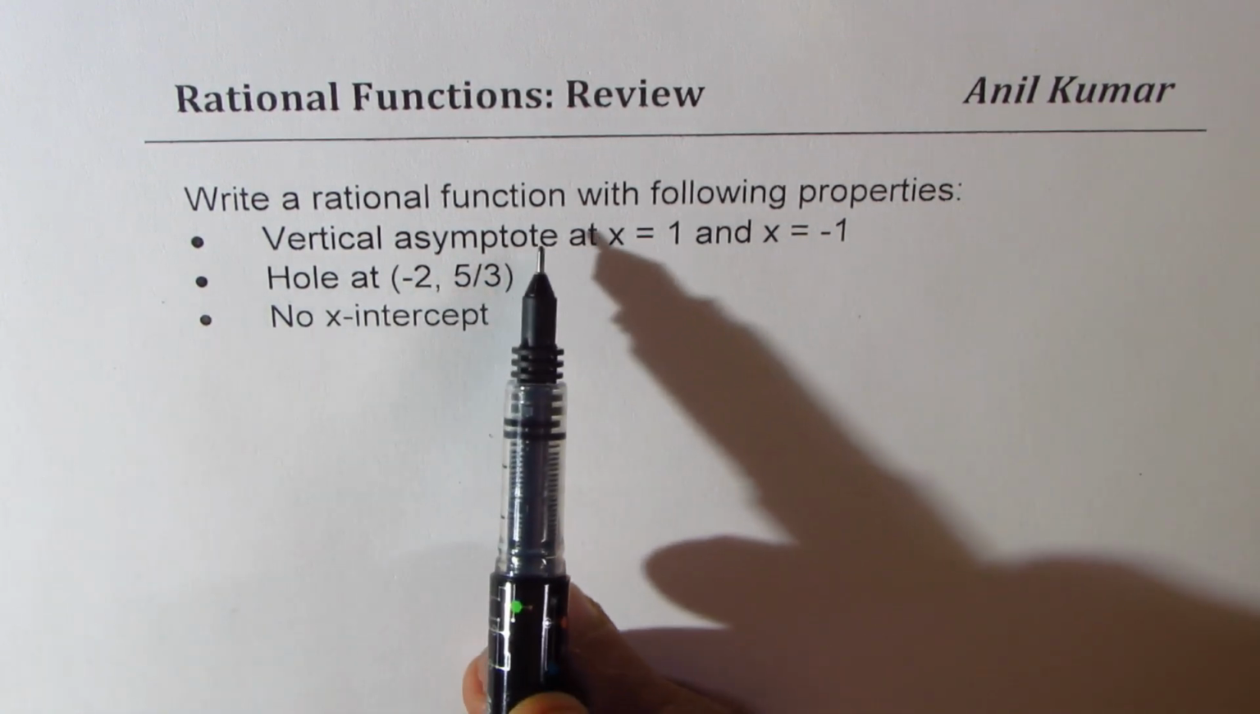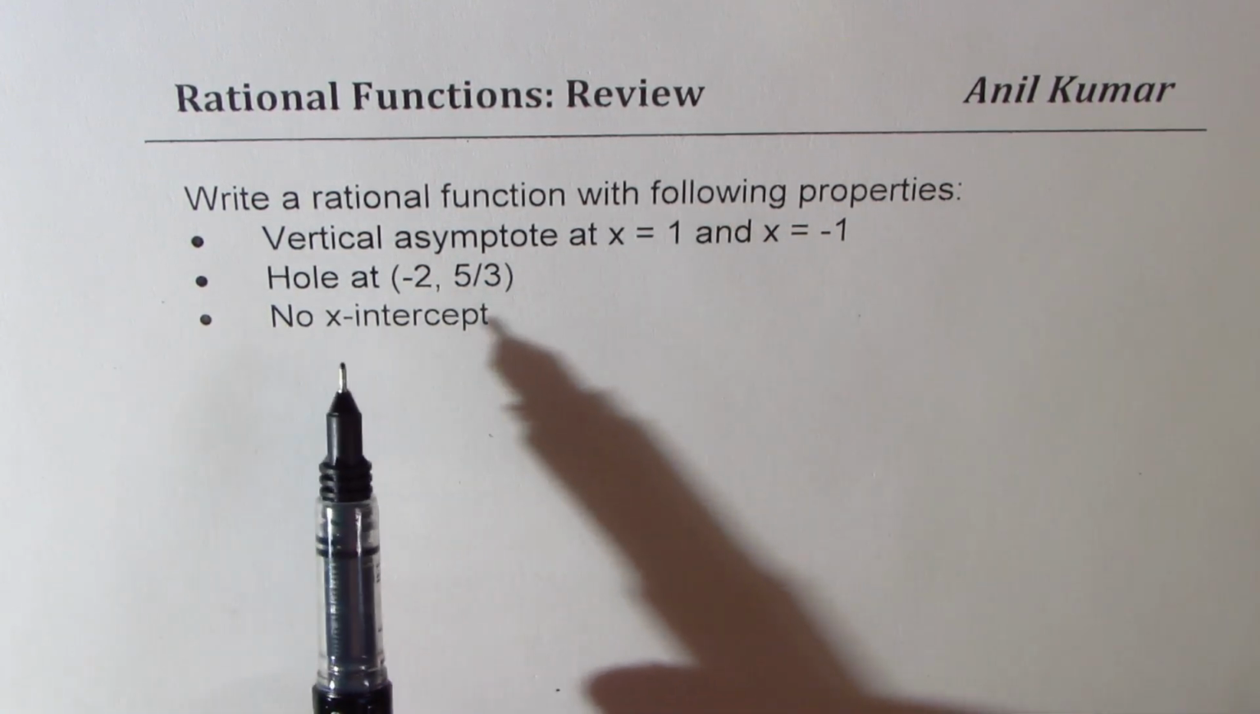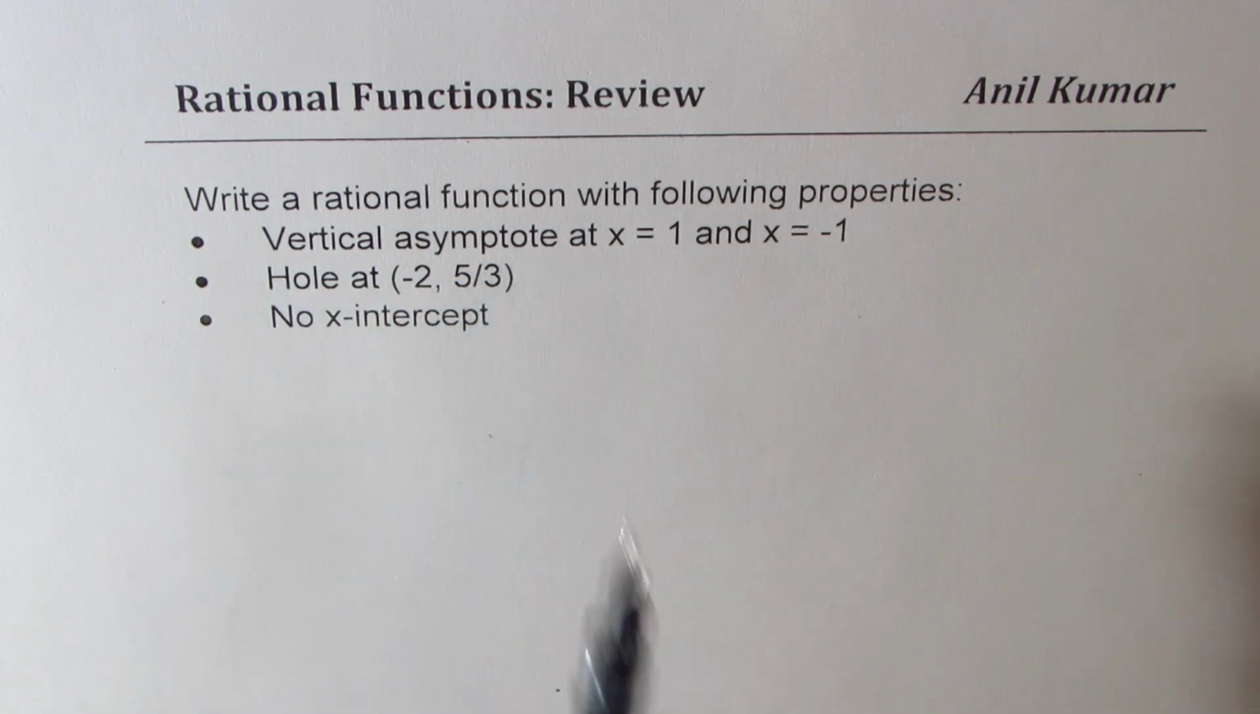You need to write a rational function with the following properties. Vertical asymptotes at x equals 1 and x equals minus 1. Hole at minus 2, 5 over 3. No x-intercepts. You can always pause the video, answer the questions, and then look into my suggestions.